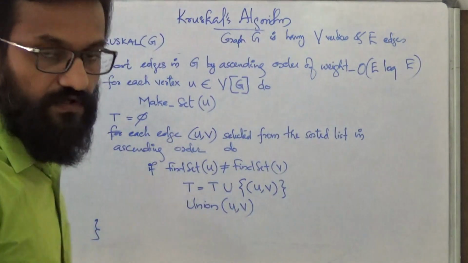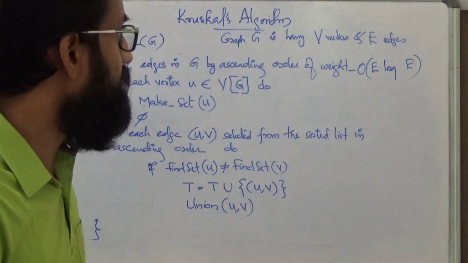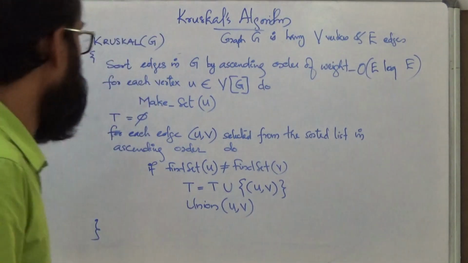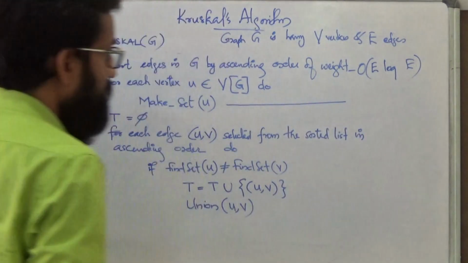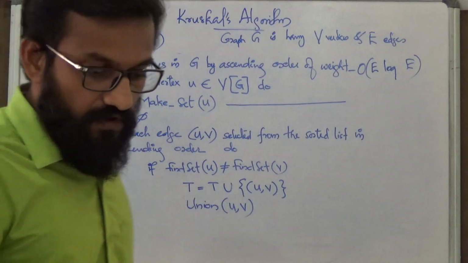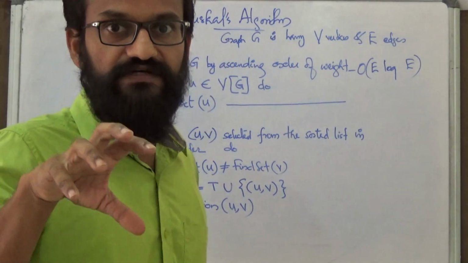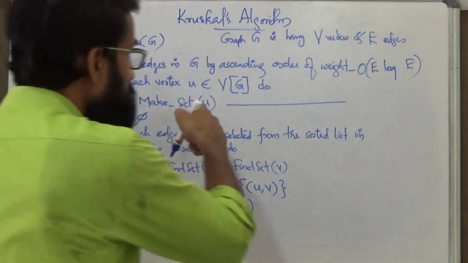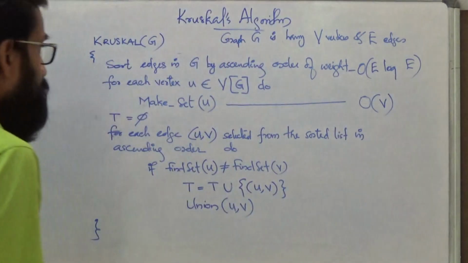So you can use heap sort or merge sort, that will run in order of E log E time, since you have to sort E edges. Now what about total cost of make set operation? As you all know, a single make set takes constant time, and since we are having V vertices, you have to call V number of make set operations. So this total cost of make set will be order of V.